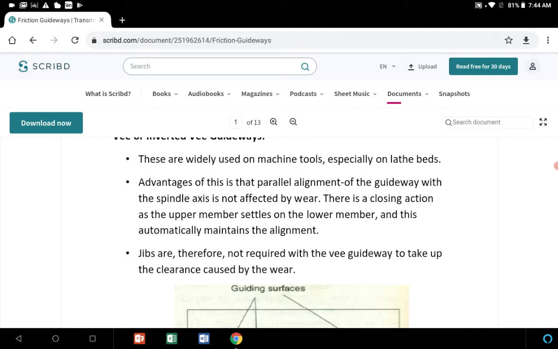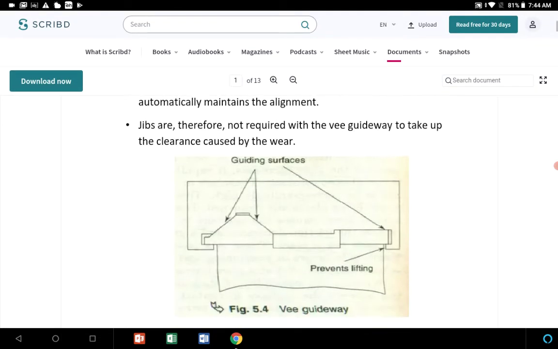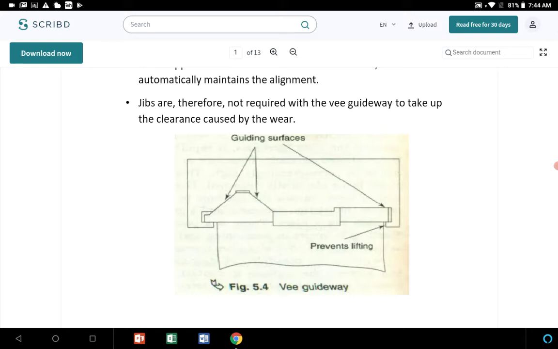Spindle axis is not affected by wear. There is closing action as the upper member settles on the lower member. Exactly the shape of the upper member sets on the lower, on which it is sliding. In the diagram you can see here, gliding surfaces prevent vibration and all. This is the figure of V type guideways.